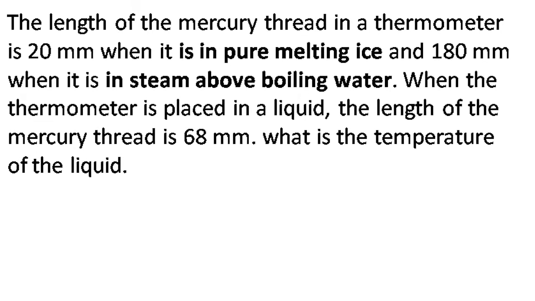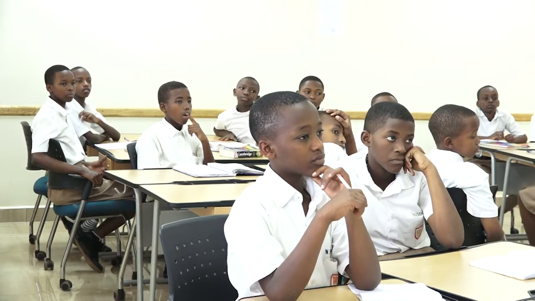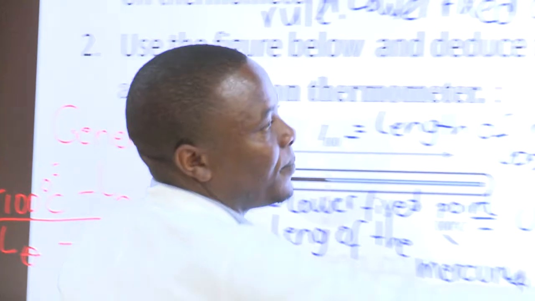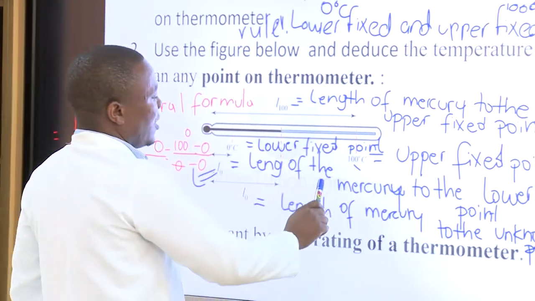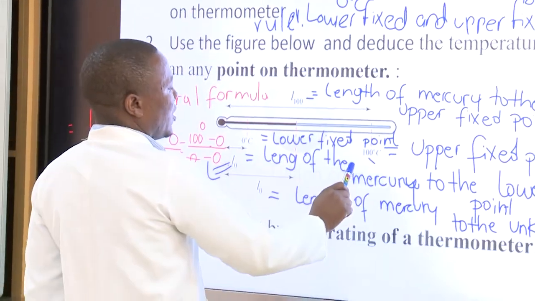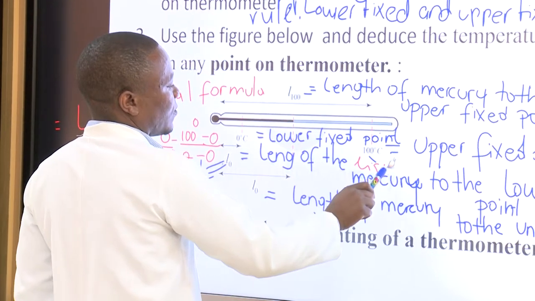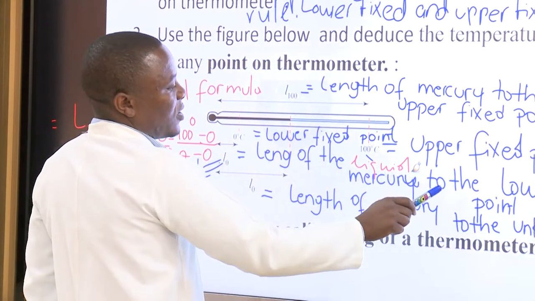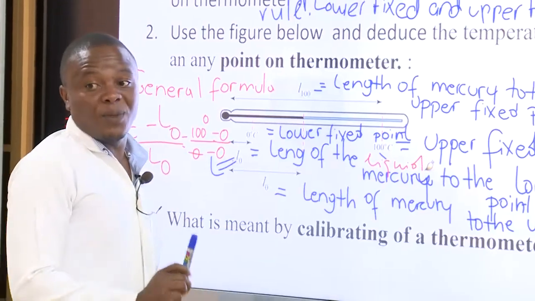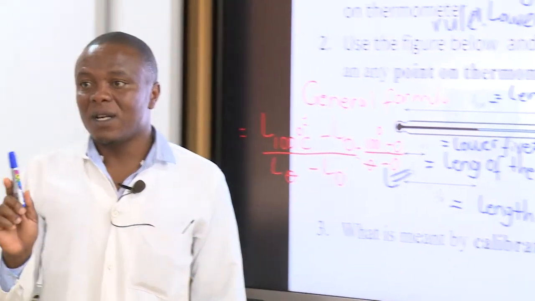Please, we do not only use mercury as the liquid in the thermometer, we also use alcohol. So what I can add here is that it is the length of the liquid to the lower fixed point, because the liquid can be mercury or alcohol. But today we prefer to use alcohol.